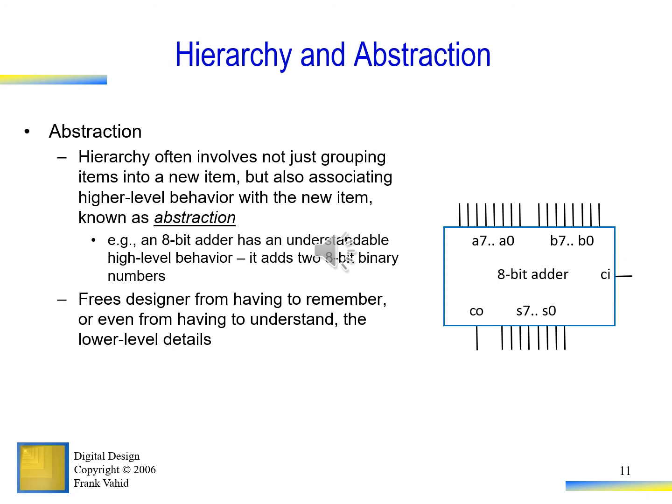Now the hierarchical approach. In a hierarchical approach, a hierarchy often involves not just grouping items into new items, but also associating higher level behavior with the new items. This is called abstraction. For example, an 8-bit adder: its behavior is understandable at a high level. It adds two 8-bit numbers, but we can make an 8-bit adder by joining two modules of 4-bit adders. This is the hierarchical approach.